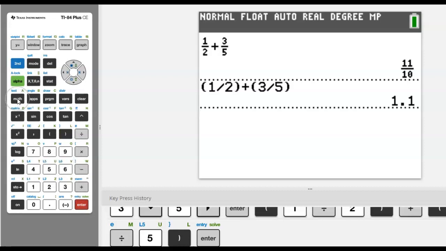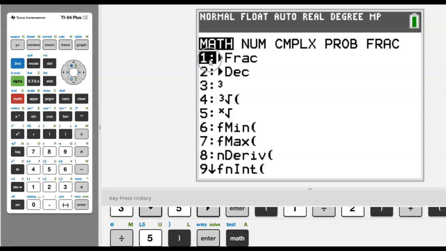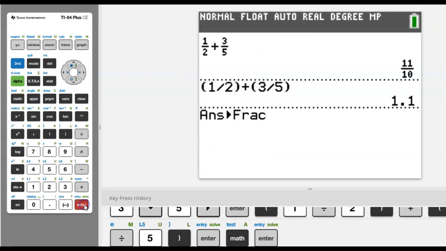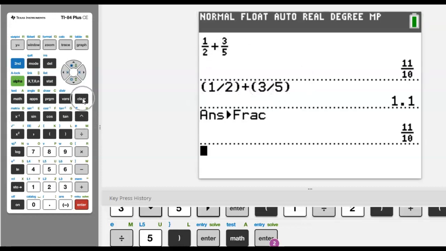Now we go to Math here, and then you want to convert it to a fraction, so we enter, and then we enter, and then ta-da, it gives us back 11/10. So those of you who don't have the TI-84, you can use this one to do it. Okay, let's do more with other operations.